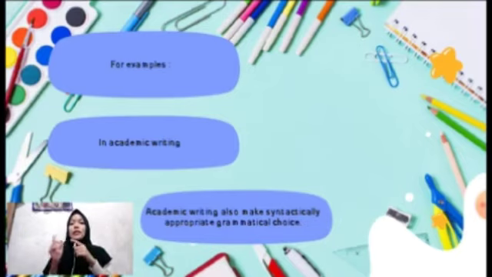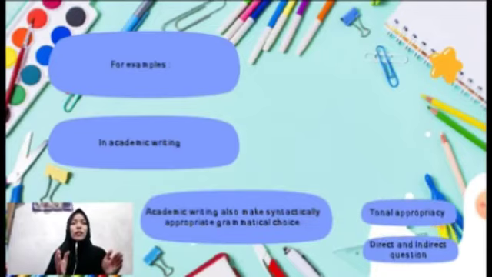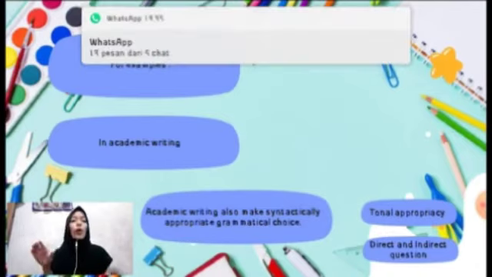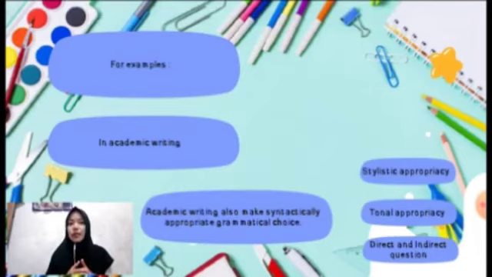So, let's take an example. For example, we choose a direct or indirect question. And then the second is tonal appropriacy. What is tonal appropriacy? It means the tone or emotion the writer conveys to the reader. For example, using a polite or impolite sentence. And the last is stylistic appropriacy.